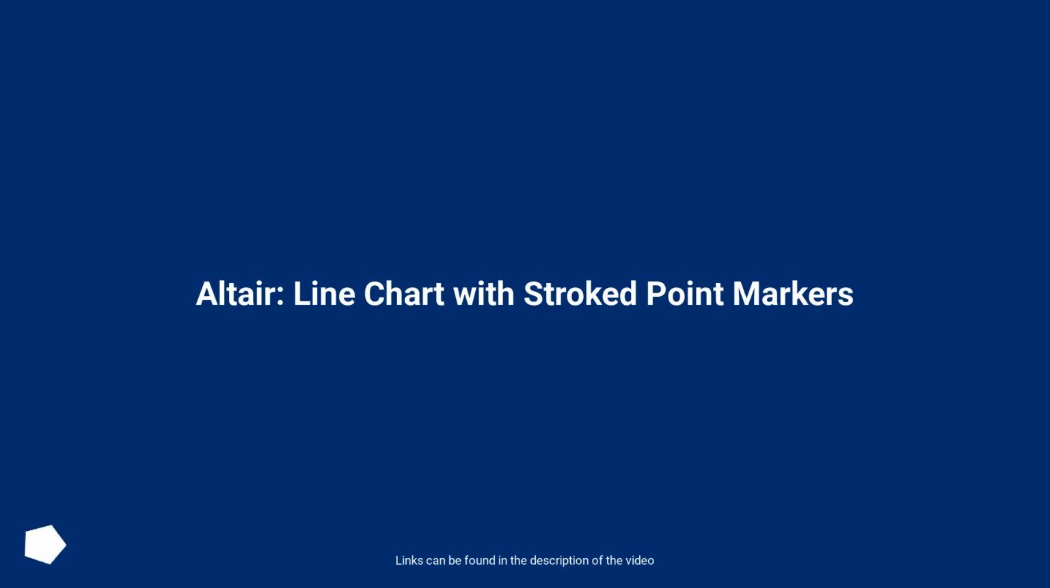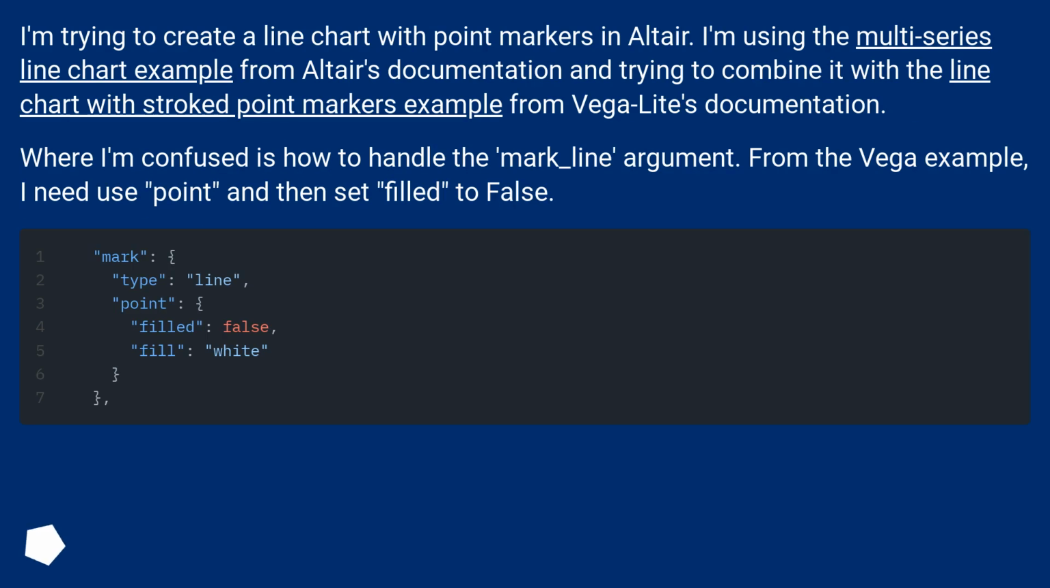Altair, line chart with stroke point markers. I'm trying to create a line chart with point markers in Altair.